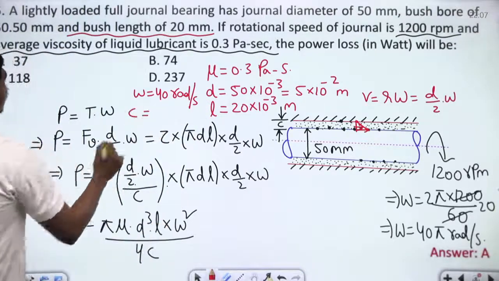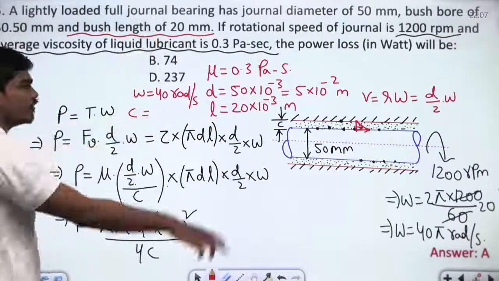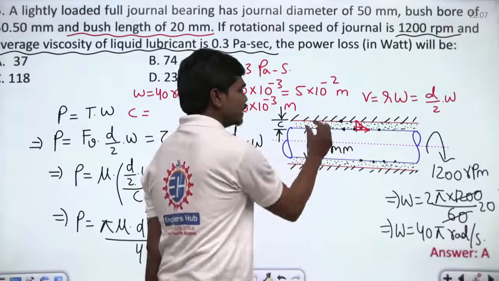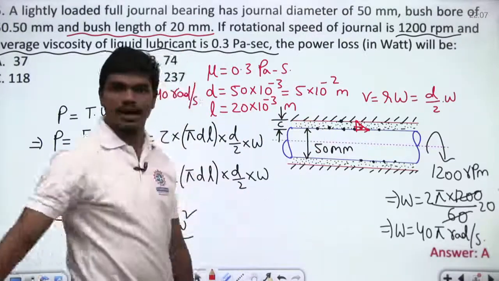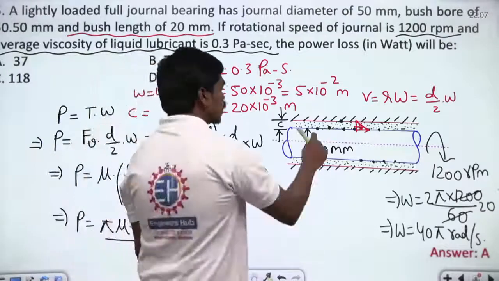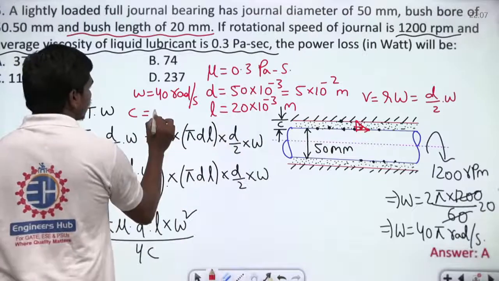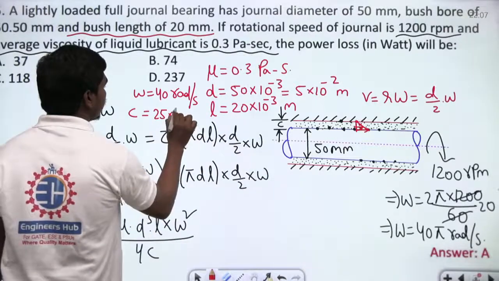See, clearance. Look carefully. The journal diameter is 50 mm and the bush bore is 50.5. Then the clearance should be equal to half of the difference between bore and shaft diameter. Correct? So that will be nothing but 25.25 minus 25, so the C value is equal to 0.25 mm. That can be written as 25 into 10 to the power minus 5 meters.